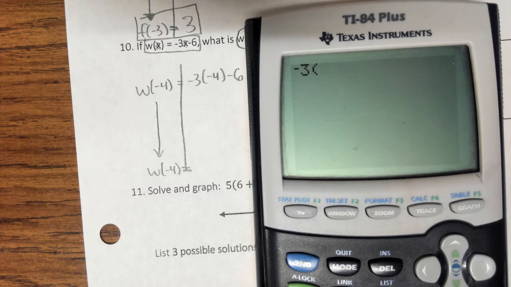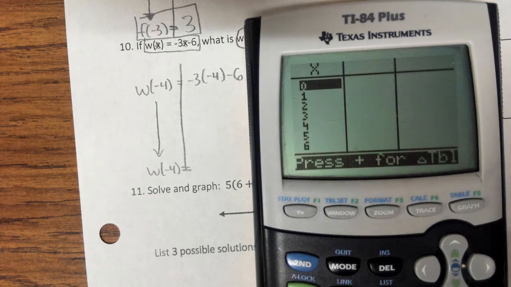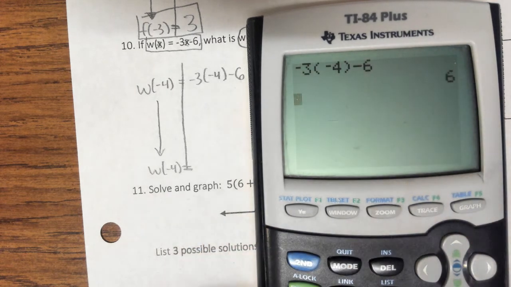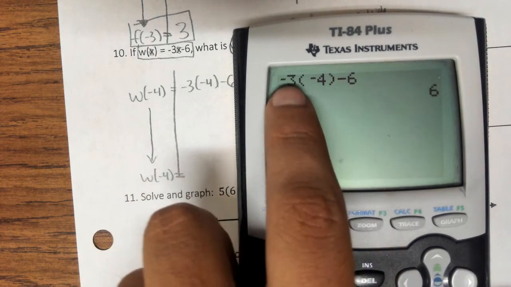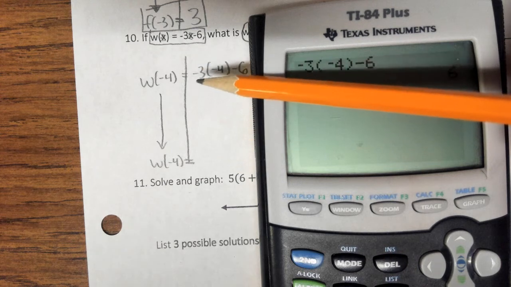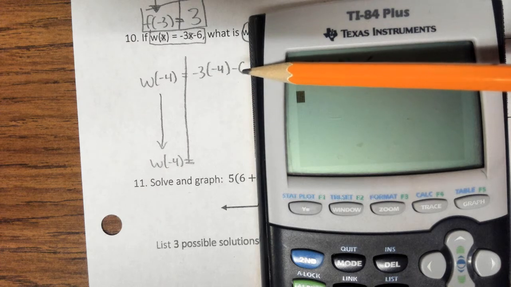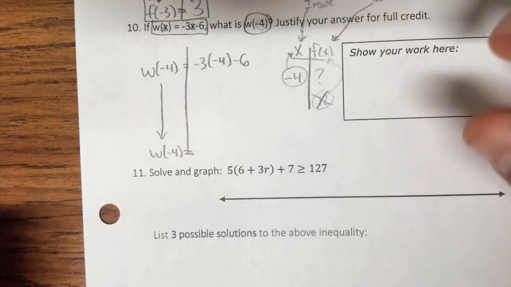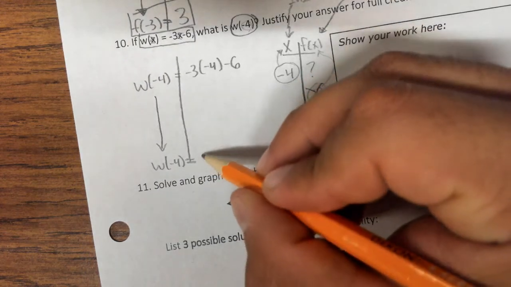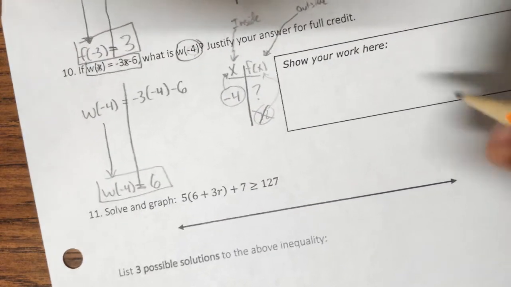Because all I do is just type this into my calculator. Set it up this way, not second graph, what am I doing? Hit enter, and we get 6. Make sure that that's a minus sign, right? Because we read this equation here as negative 3 times parentheses negative 4 minus 6. Make sure that that third subtraction sign is a minus 6. So we get 6. So our answer is simply going to be w of negative 4 equals 6.